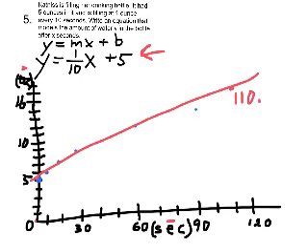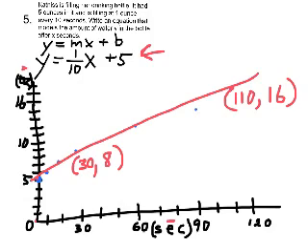Like this one here would be 110 seconds for 16 ounces. That would be 1 point, and this point over here at 30 would be 30 seconds, because the seconds are our x, at 8 ounces. So you could use the point-slope form for this and find the equation also. Or you could use the y equals mx plus b form, the slope-intercept form, with these 2 points and find it too. It just takes a little bit more calculating, but sometimes that's easier.